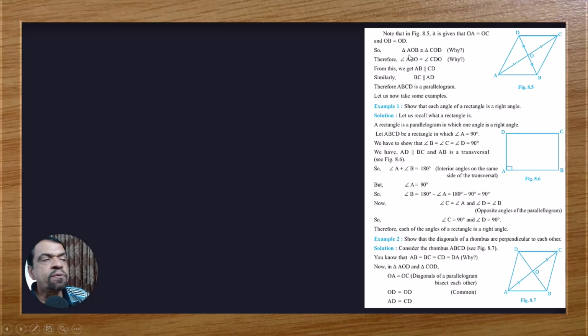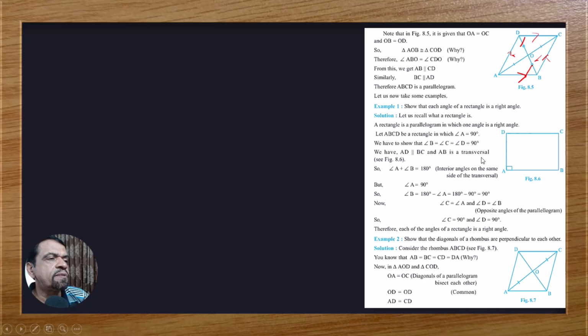Two triangles we have to prove congruent, AOB and COD, the opposite triangles. Given that the diagonals bisect each other, these parts are equal, and these parts are equal, and the vertically opposite angles are equal, so the triangles are congruent. Then these angles are equal by CPCT, and these are alternate angles, therefore these lines are parallel. Similarly, we can prove these two triangles congruent. See, the parts are equal, these are alternate angles, these are also parallel. So opposite sides are parallel, therefore ABCD is a parallelogram.